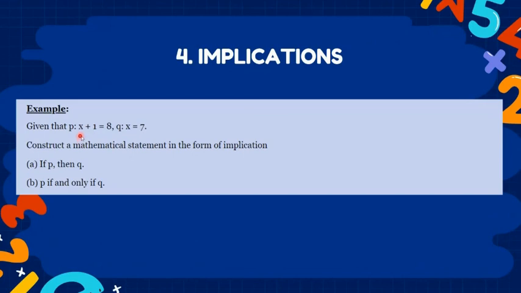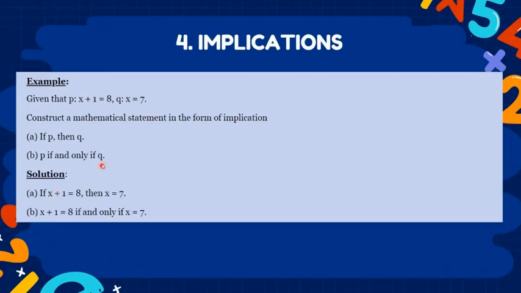For this question we have two sub questions, so I will go through the question first. The question is: given that P is x plus 1 equals 8 and Q is x equals 7, construct a mathematical statement in the form of implications. For question A it is if P then Q, and for question B, P if and only if Q. So for implications, here is your answer. I hope you guys already have the answer before we continue.